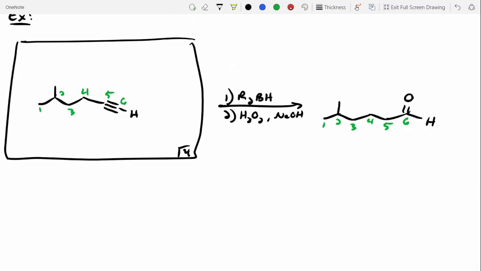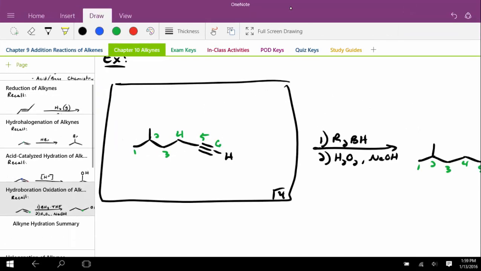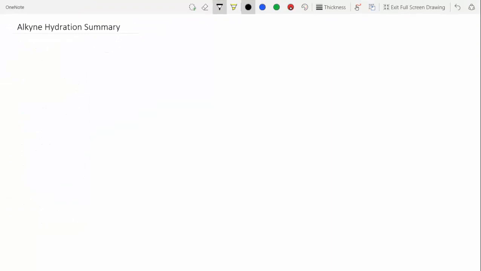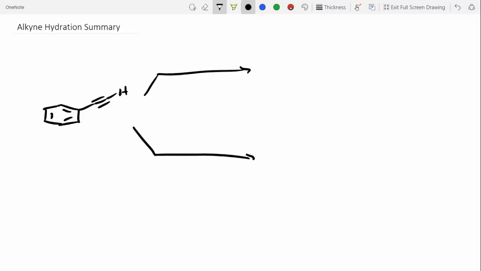All right, so let's quickly summarize the difference between these two, because this is a very valuable synthetic tool, and I'll just give us a generic starting material. We'll use phenylacetylene. We've got two different routes. First one is with acid. Usually we use sulfuric acid and water, so H2SO4, and then mercury sulfate.